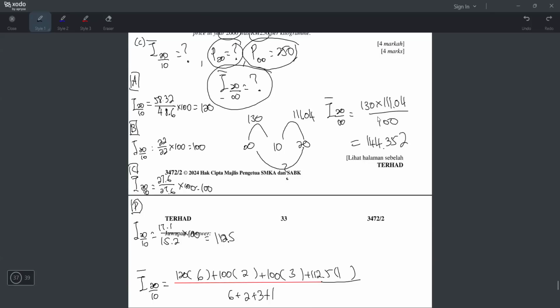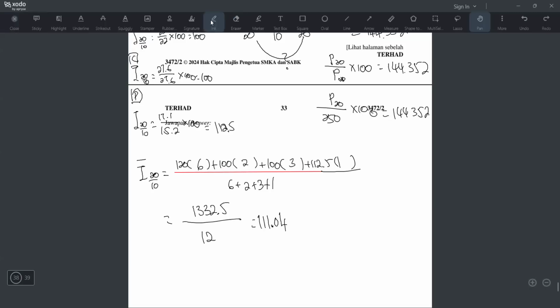but I have to find the selling price. So this is the year, so it will be price over price times 100 equals 144.352. And since this one is the 2020 over 2000, so this one also 2020 2000, and the price for 2020 2000 sudah bagi 250. So it becomes 250 like this. The price 2020 later I find it times 100 equals 144.352 like this.